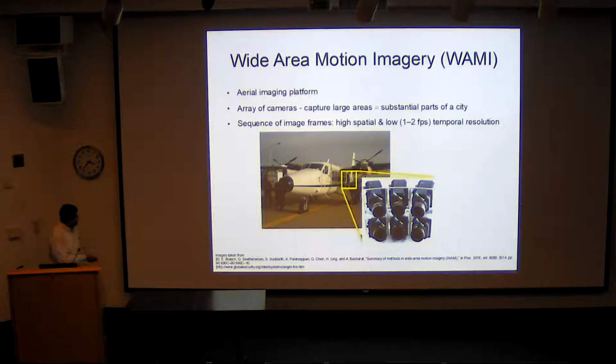So this is a wide area motion imagery sensing system. They will usually have an array of cameras mounted on a plane, which will fly and capture a series of images which capture fairly substantial areas. They call it city scale, several square miles is what each frame will be captured in. And the frame rate, however, is fairly low. It's about 1 to 2 frames per second.